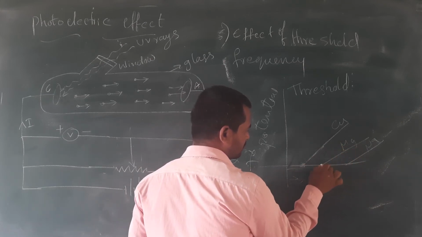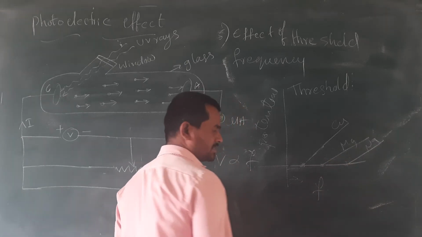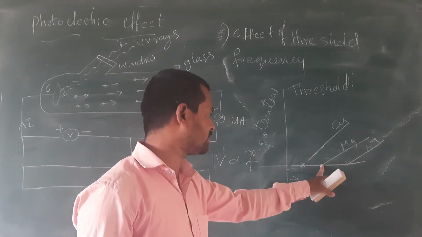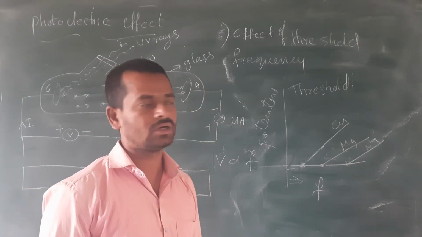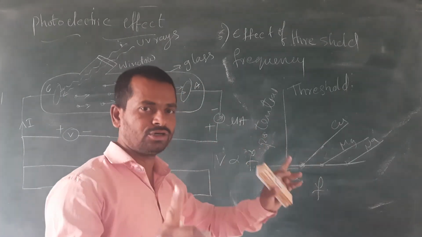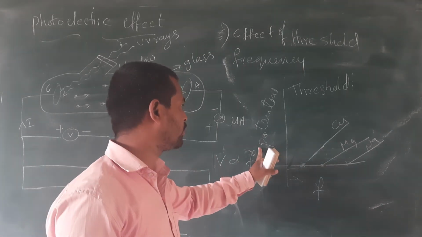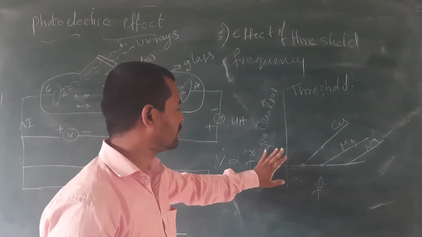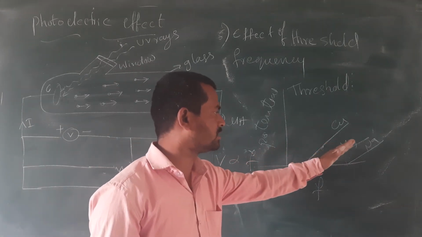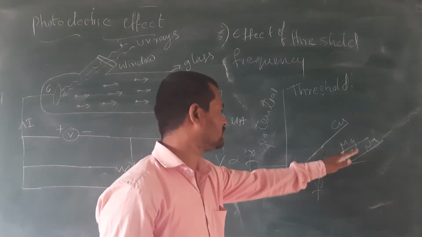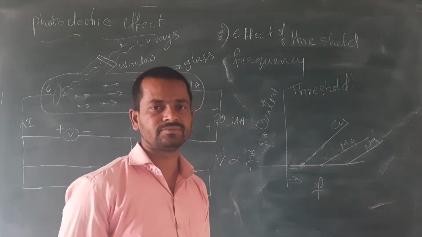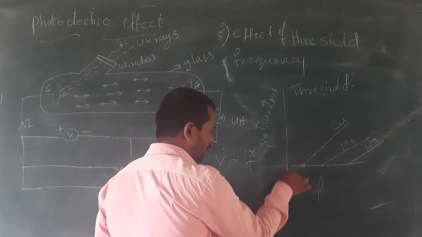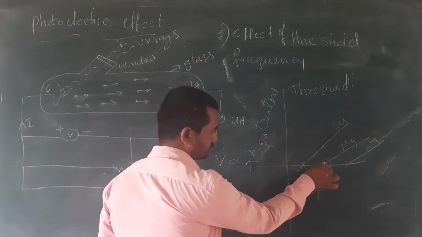For this metal it is a minimum frequency, for this metal it is a minimum frequency, and for this one too. At this frequency only, current starts in this metal, and at this frequency only in this metal. If you plot a graph between potential and frequency, it becomes like this. Different metals have different potentials and different frequencies, and the meeting points on the x-axis and y-axis are also different.